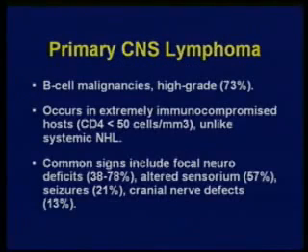Okay. So primary CNS lymphoma, B-cell malignancies, high grade, 73%, occurs in extremely immunocompromised hosts, T-cell count under 50, unlike systemic non-Hodgkin's lymphoma. Common signs include focal neurodeficits, altered sensorium, seizures, cranial nerve deficits. So right away you can see there's a bunch of things that cause similar symptoms, but different etiologies. So lymphoma, toxo, right?